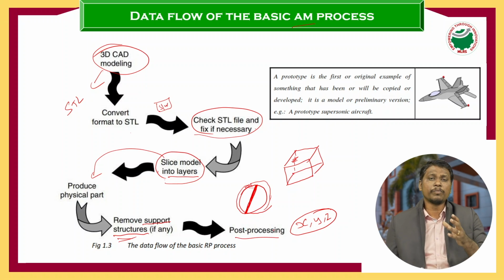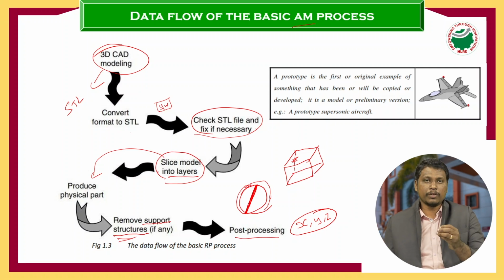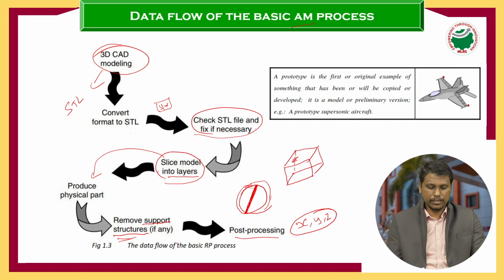Post processing is nothing but, suppose your final developed product has a low amount of surface finish, we have to do some surface finishing process. And if there is any support structure removal process, that also comes under post processing only. When we do this kind of small work, we get our final aimed product. Okay, so this is the data flow of the basic additive manufacturing process.